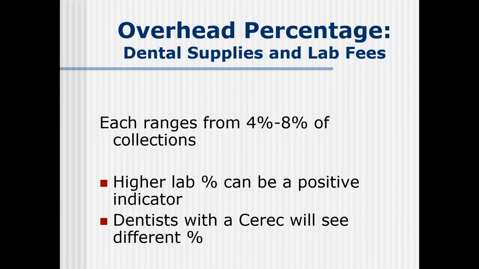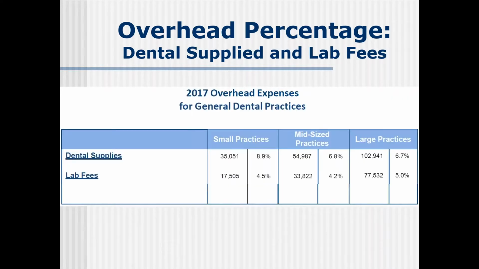And a lot of practices who purchased a milling unit, the CEREC unit, will see their lab fees go down because a lot of the crowns are generated in their office, and the only cost is the $30 block of porcelain. All right, so let's see how these numbers came in this year based on our analysis.